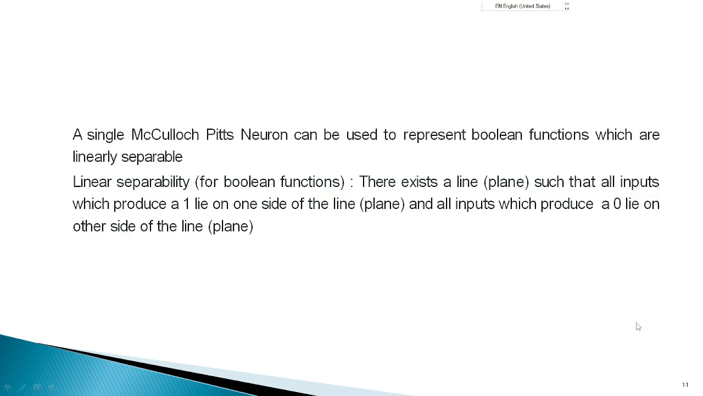So a single MP neuron can be used to represent Boolean functions which are linearly separable. For Boolean functions, linearly separable means there exists a line such that all the inputs which produce 1 lie on one side of the line, and all the inputs which produce 0 lie on the other side. So 2 inputs means a line, for 3 inputs we will have a plane, and for more than 3 we will have a hyperplane.